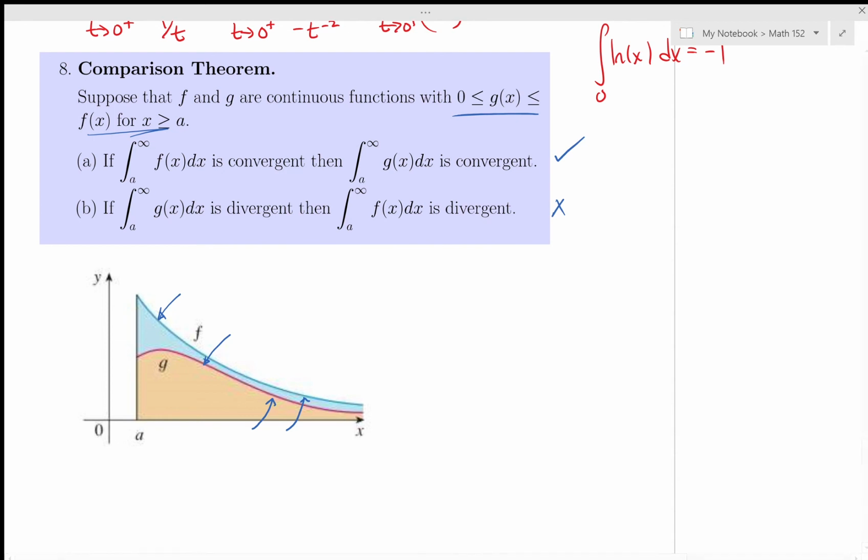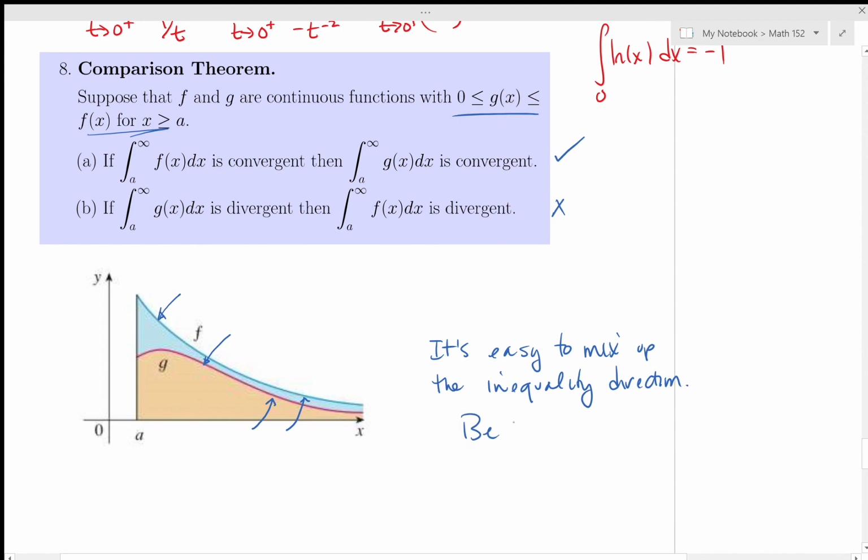Okay, I'm even gonna write that. It's easy to mix up the inequality direction. Be careful. Possibly draw a picture. Okay, let's see how we can use this thing.